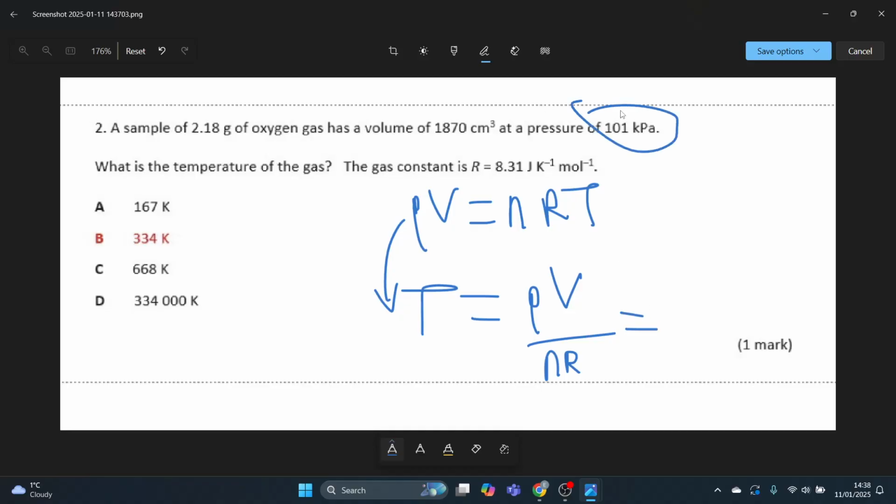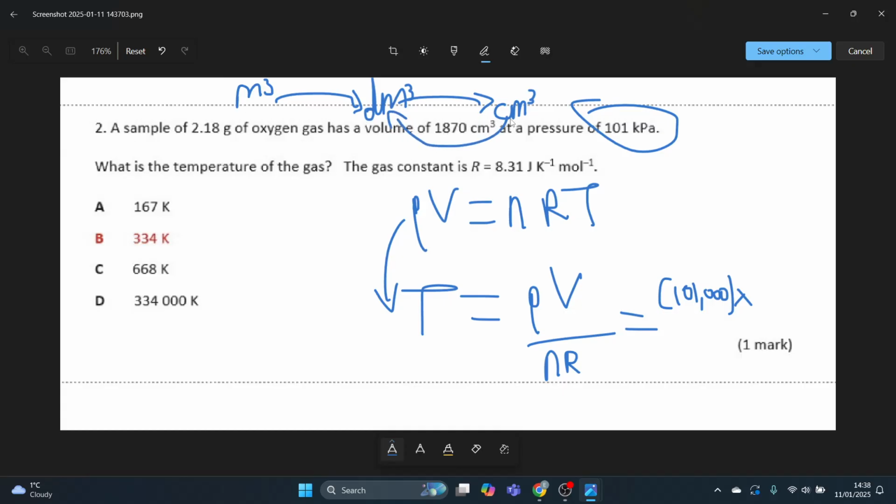Pressure needs to be in pascals, and it's in kilopascals, so times by 1000. This volume needs to be in meters cubed. Remember, for the ideal gas equation, volume is measured in meters cubed. So meters cubed, dm cubed, centimeters cubed. This is how I'm going to learn it: to jump from one to another, you times by 1000. To go backwards, you divide by 1000.